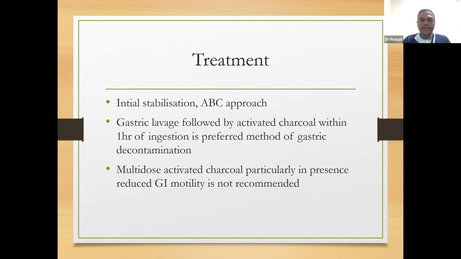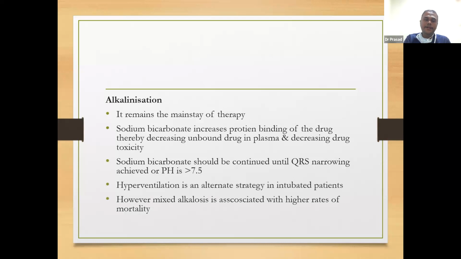Now, treatment again, as we have discussed in the general approach: initial stabilization with A, B, C, then decontamination. Gastric lavage followed by activated charcoal within 1 hour of ingestion is the preferred method of gastric decontamination. However, multi-dose activated charcoal, particularly in the presence of reduced GI motility, is not recommended. And then again, enhanced elimination. So how? By alkalinization, it remains the main step of therapy for anticholinergic overdose, especially TCA.